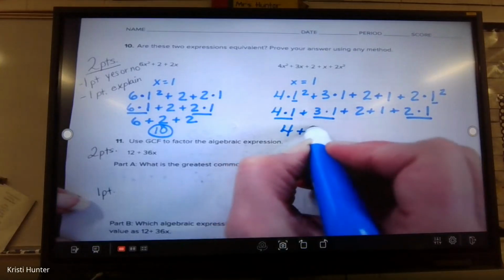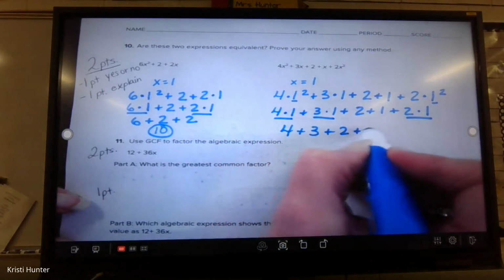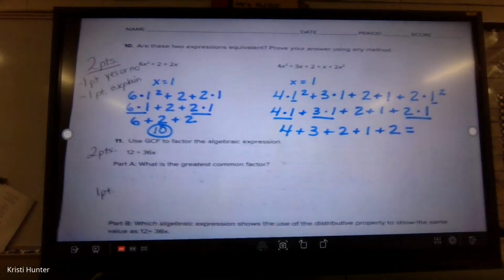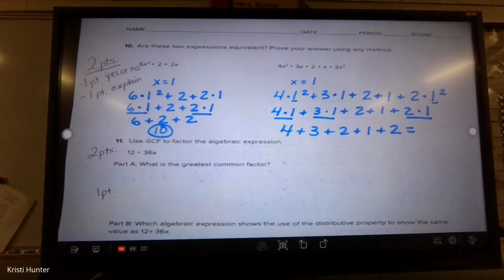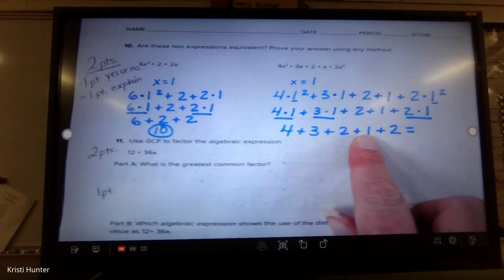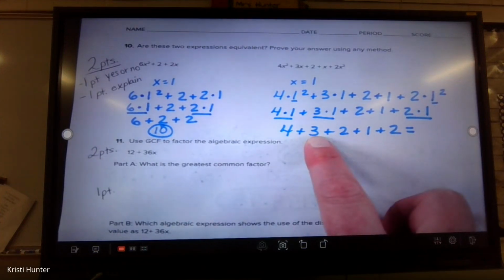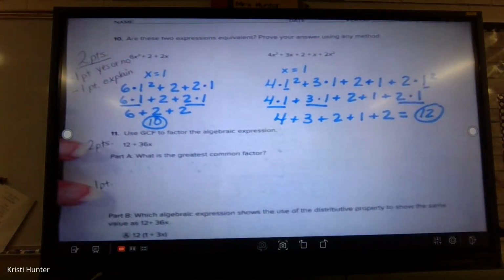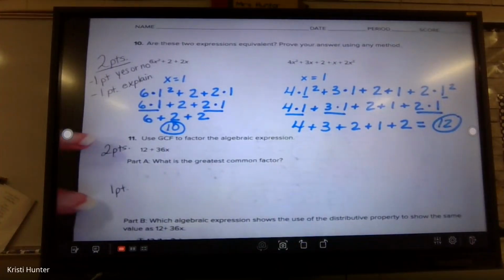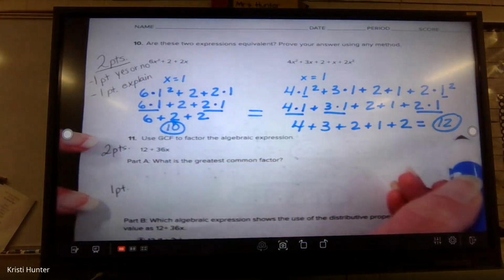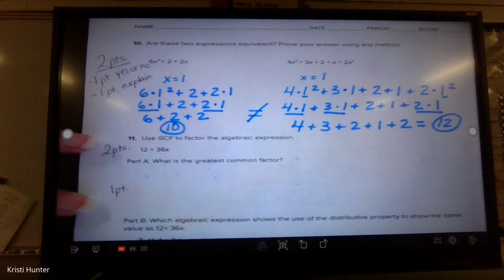So 4 plus 3 plus 2 plus 1 plus 2. Remember, this is another associative property. I can add or put together anything I want to first. So 2 plus 2 is 4, plus 1 makes 5, plus 3, 8. 8 plus 4 is 12. So I got no, because 10 does not equal 12. So this is not equivalent.